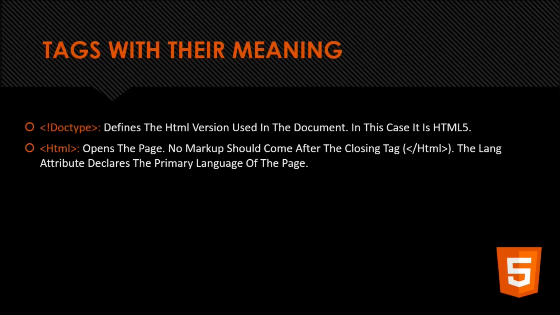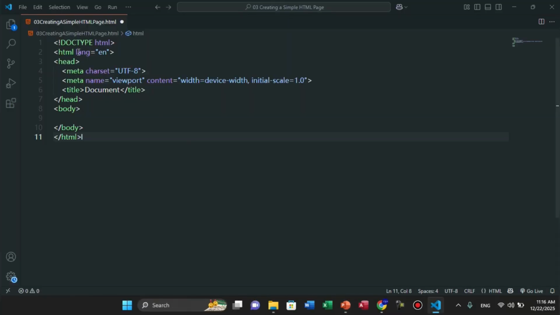And the lang attribute declares the primary language of the page. Like it defines our language. Which language are you using for your web page? So I have written here English. If you are writing your code in another language, you can just write it down here.